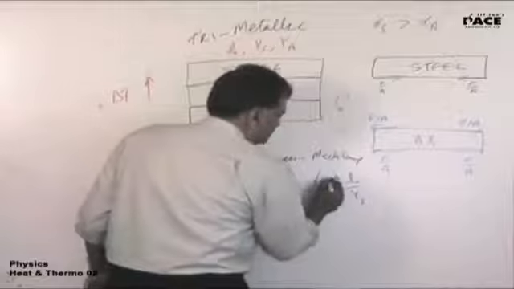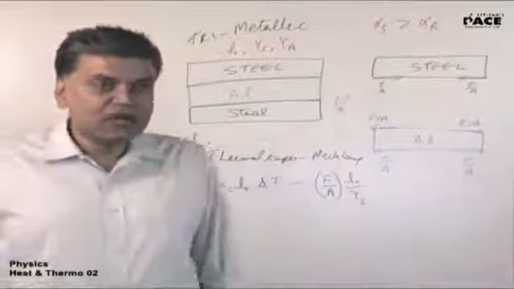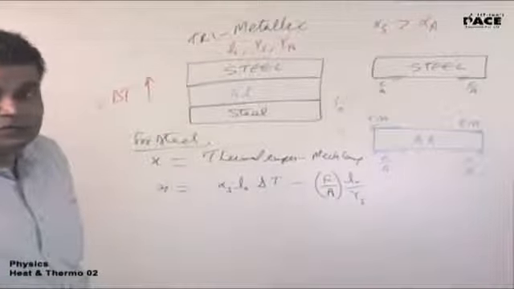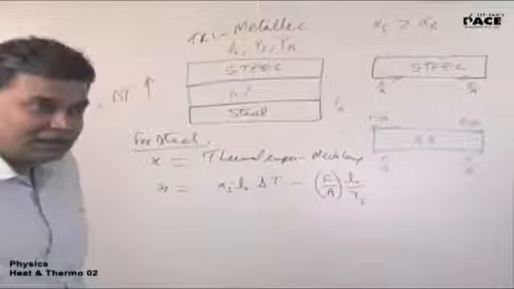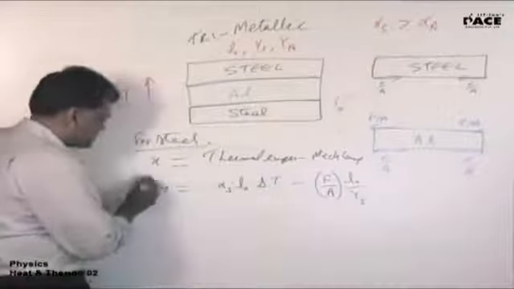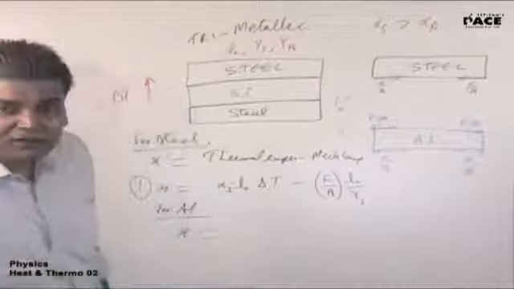By Y steel. The F by A is the stress. L naught is the same upon Y steel. That's the formula for steel. Okay. Now, what can we say for aluminium? I'm taking this as from equation 1. For aluminium, X equals what?